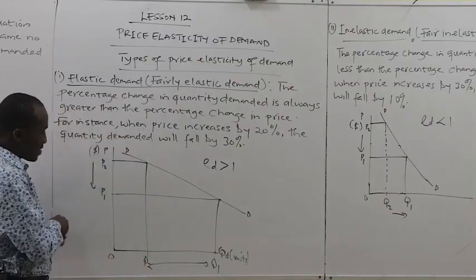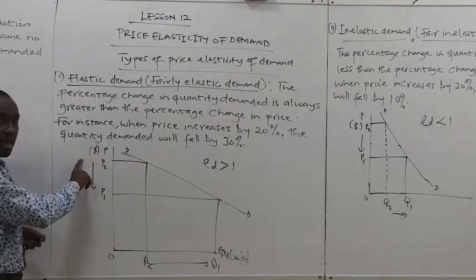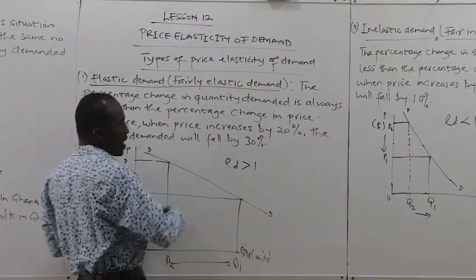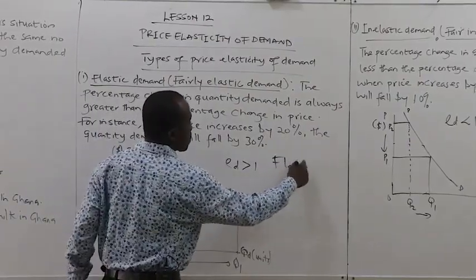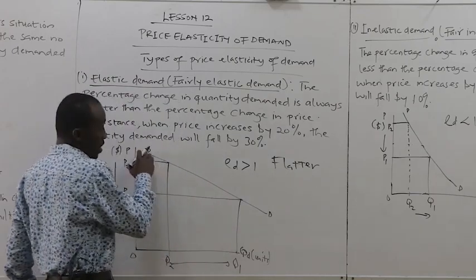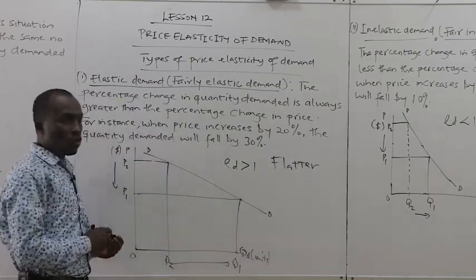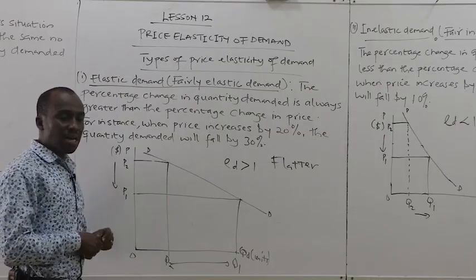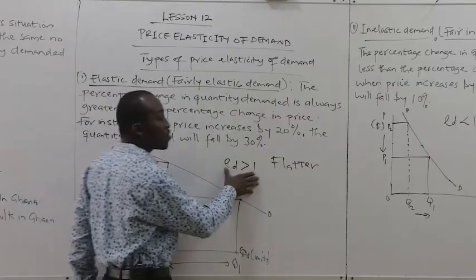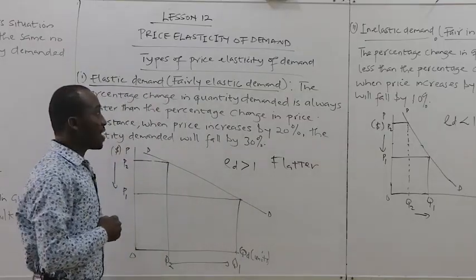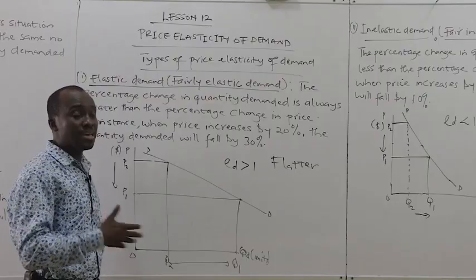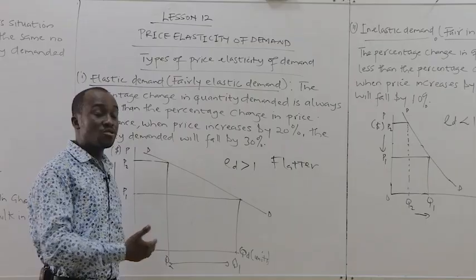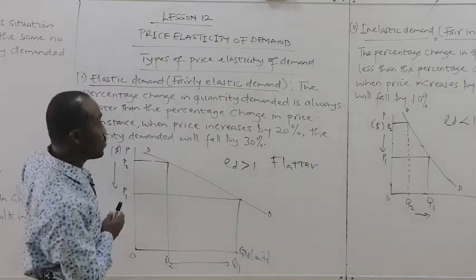What do you see? A slight change in price has brought a large change in quantity demanded. So here the demand curve is flatter. You see that the demand curve is flatter because the commodity is very sensitive to changes in price. And when the commodity has elastic demand, it means that the elasticity is greater than 1. It means the commodity is very, very sensitive to changes in price. So always the percentage change in quantity demanded is greater than the percentage change in price. That's what it means at this stage.